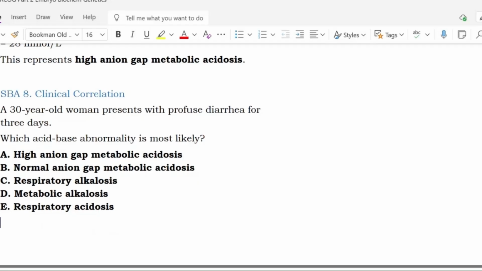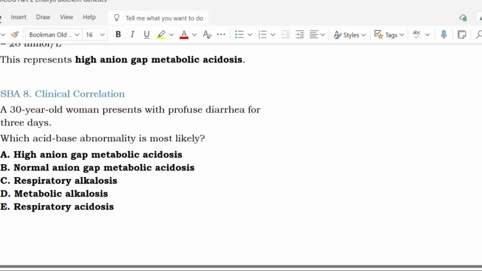A 30-year-old woman presents with profuse diarrhea for 3 days. Which acid-base abnormality is most likely? A, high anion gap metabolic acidosis; B, normal anion gap metabolic acidosis; C, respiratory alkalosis; D, metabolic alkalosis; E, respiratory acidosis. Sir, vomiting is metabolic alkalosis, and diarrhea is metabolic acidosis. Correct. So only two options are remaining now, A and B.